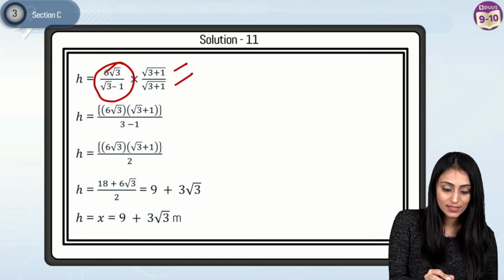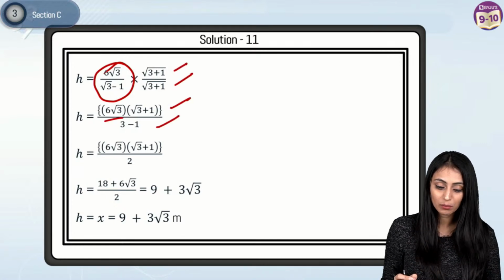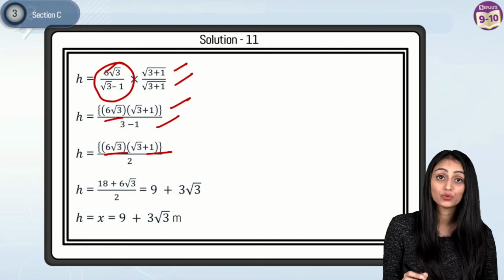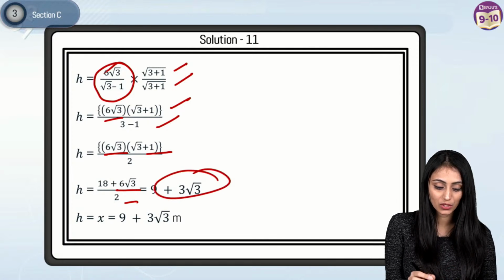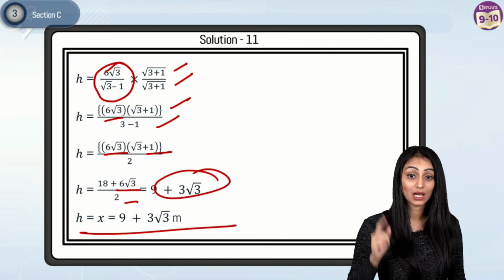So once you rationalize, you get 6 root 3 times (root 3 plus 1) by (3 minus 1). That is 6 root 3 times (root 3 plus 1) by 2. This is going to be (18 plus 6 root 3) by 2, which is 9 plus 3 root 3. That would be the final result along with the units.